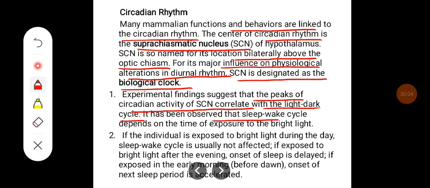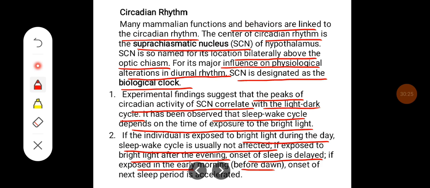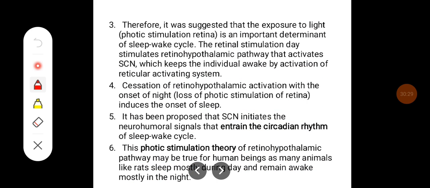It has been observed that the sleep-wake cycle depends on the time of exposure to bright light. If an individual is exposed to bright light during the day, the sleep-wake cycle is usually not affected. If exposed to bright light after the evening, the onset of sleep is delayed. And if exposed in the early morning, that is before dawn, the onset of the next sleep period is accelerated. Therefore, it was suggested that exposure to light is an important determinant of the sleep-wake cycle.